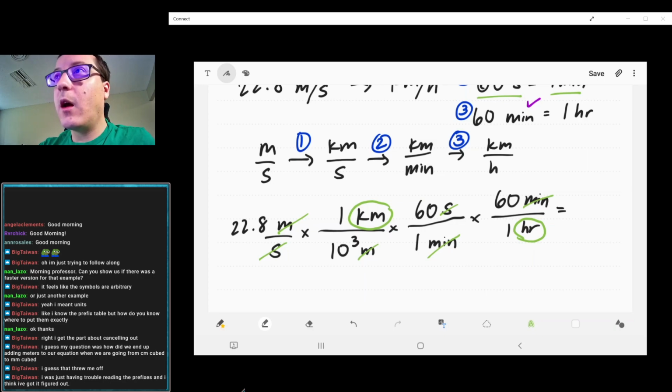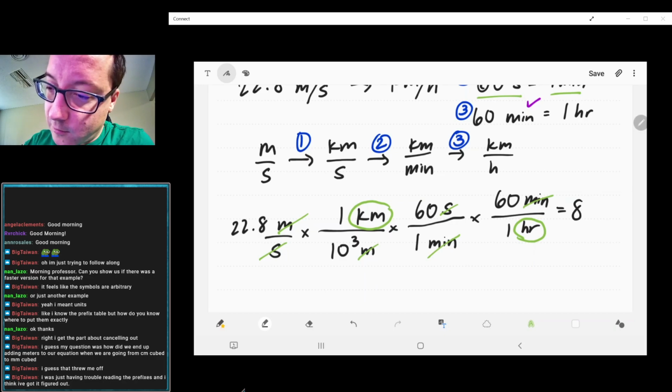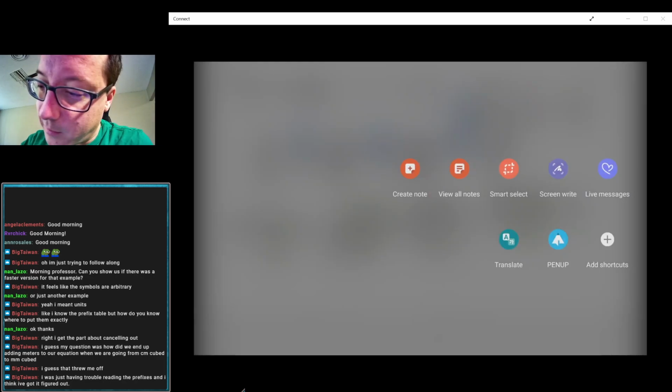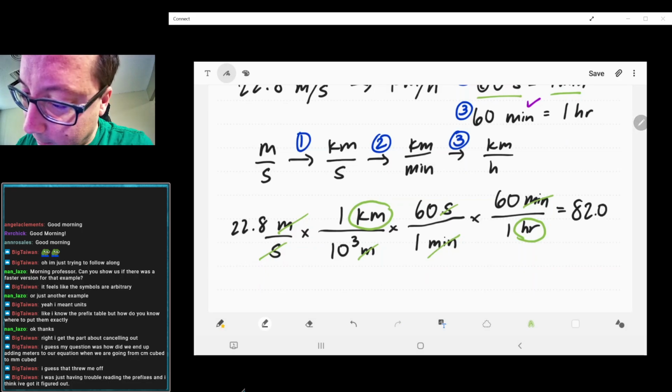That's another thing that just takes practice too, right? So just memorizing the prefixes as well. So let's go ahead and plug this in our calculator. 22.8 divided by 1,000 times 60 times 60. Doing that, we get 82. Oh, I'm out of space. We'll be okay. 82.08 kilometers per hour.